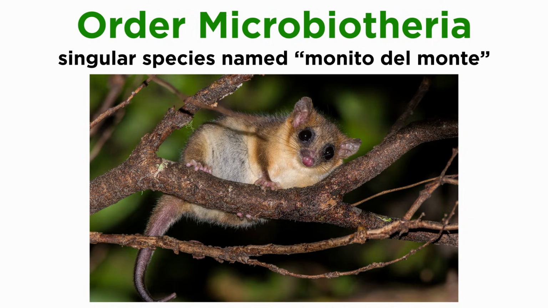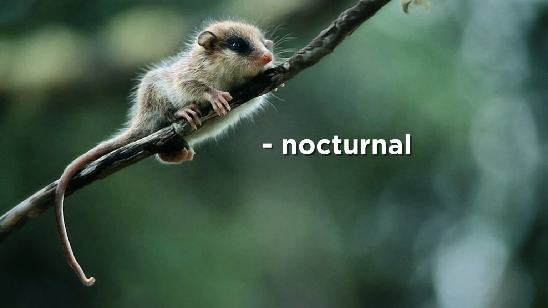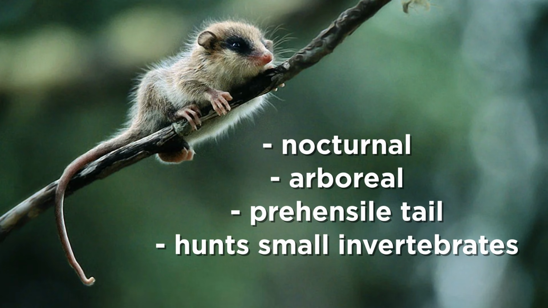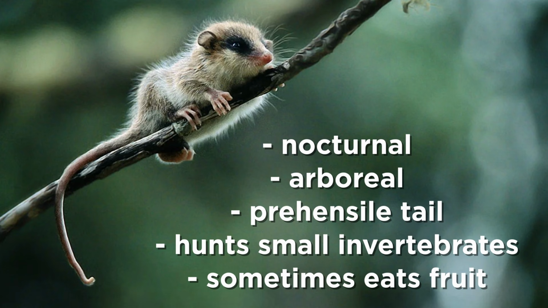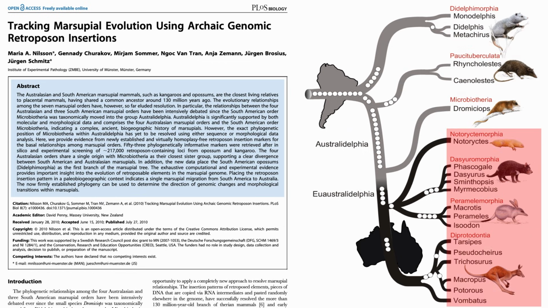Next, order Microbiotheria is represented by a single extant species, the Monito del Monte, which is a tiny marsupial whose name translates to little monkey of the bush, and is found only in a limited region of Chile and Argentina. It is known to be nocturnal and arboreal, aided by its prehensile tail to hunt primarily small invertebrates and the occasional fruit. That wraps up the New World marsupials. Let's continue our exploration with the more numerous and more widely known Australian marsupials.